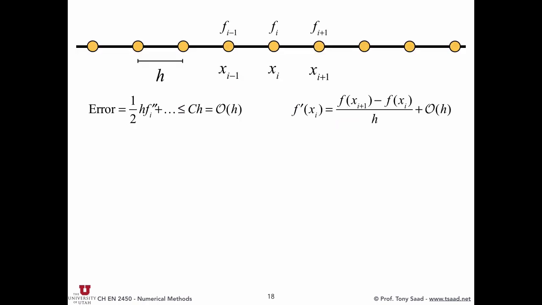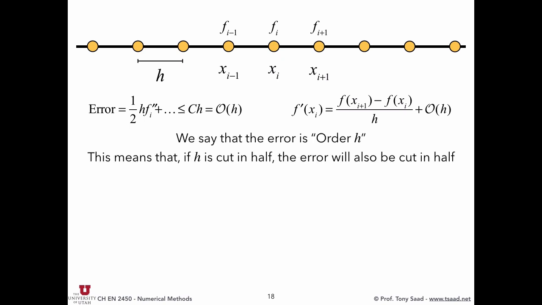Now let's go back to this error. We said that the error is less than or equal to a constant times h, and we call that order h, okay? What do we mean by order h? An error of order h means that if h is cut by half, so if you shrink your spacing, then the error is going to be cut by half. If h is cut by a fourth, then the error is going to be cut by a fourth. Okay, that's an error of order h.